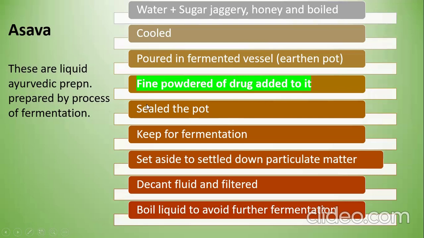Here I am going to show you in green color, because this is the one differentiation point between Asava and Arista. In the case of Asava, we add a fine powder of the drug. Then the pot should be sealed. The lid should be covered with a mud cloth of 6 to 7 layers, and the closed pot should be kept in soil and covered with grass, so that the temperature is maintained and there is uniformity in the temperature.